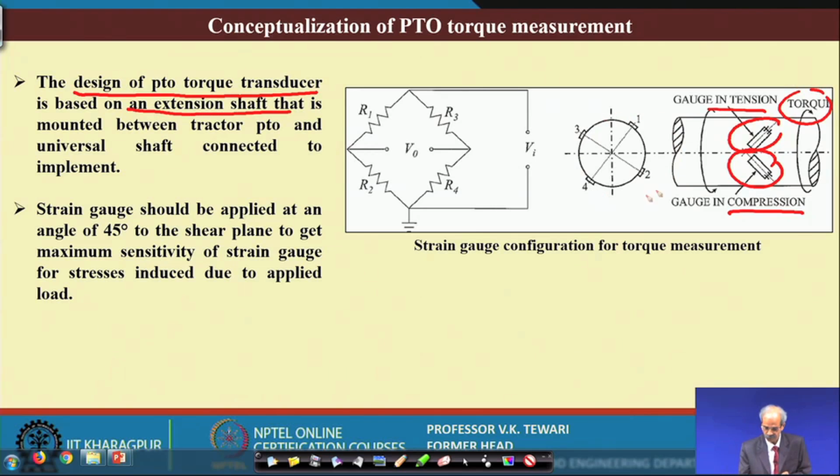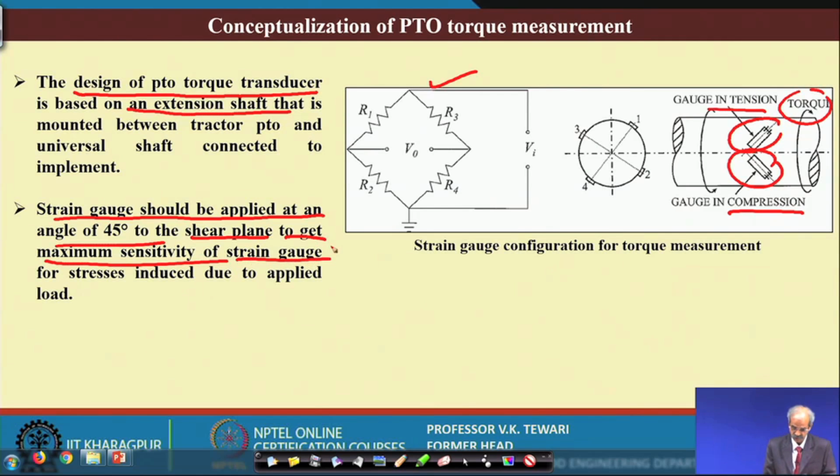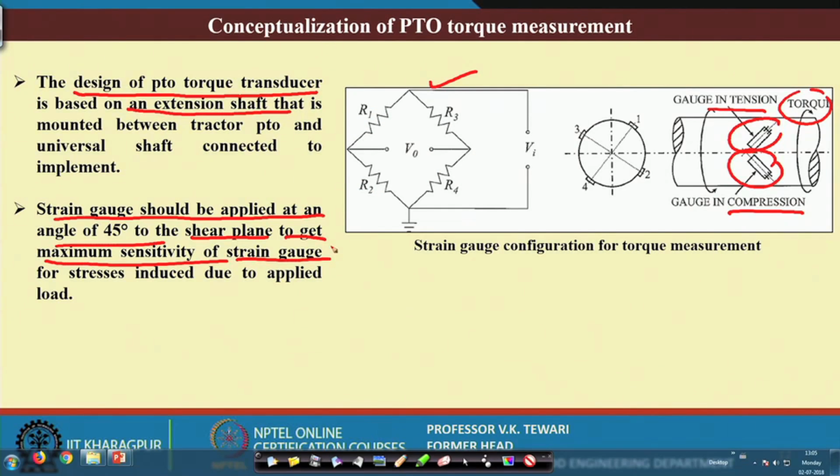Now, 1, 2, 3, 4, these are details, and this is the wheel. The strain gauges are applied at an angle of 45° to the shear plane to get maximum sensitivity of the strain gauges. Yes, this is very important, because you must get maximum sensitivity, then only you can say that we are in a position to measure the actual value, otherwise you will not. So, this is important.